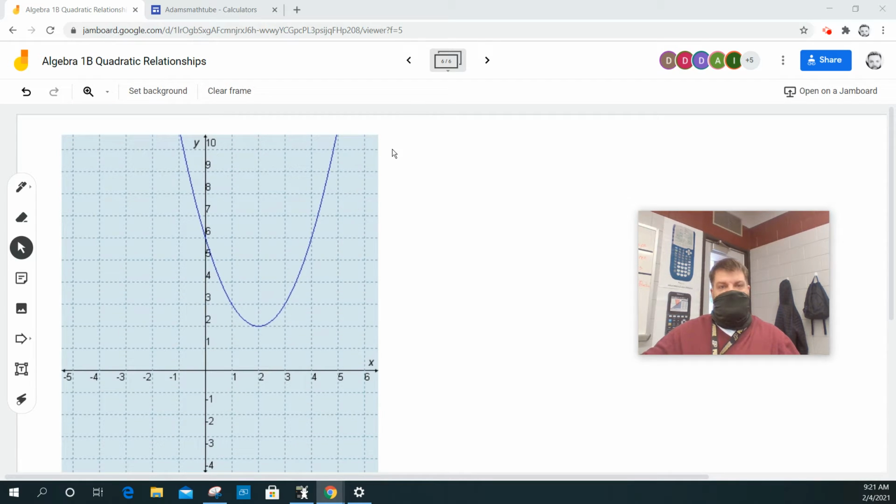So the axis of symmetry is a vertical line that cuts the graph in half, where the left-hand side looks identical to the right-hand side. And it goes through the vertex.